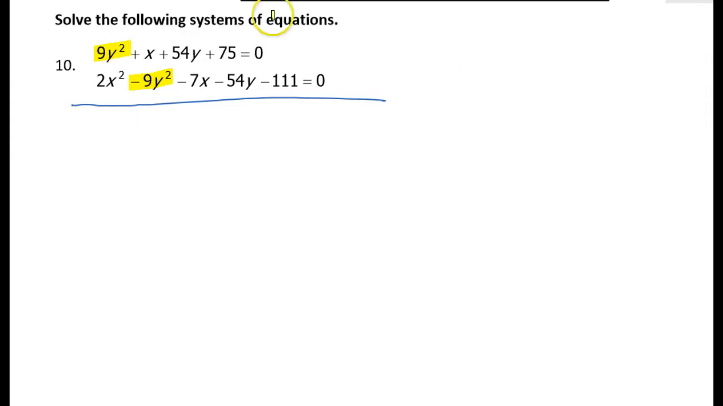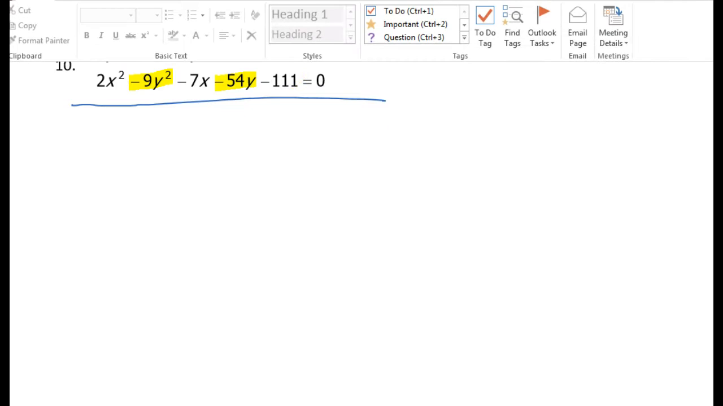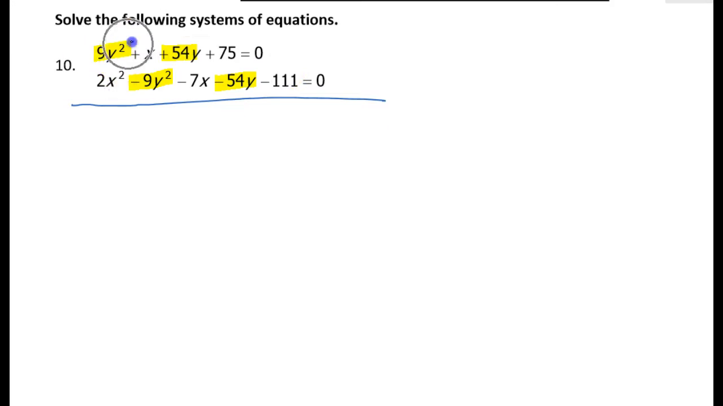Okay, so we can just go ahead and look at those y terms as well. Positive 54y, negative 54y. We already have opposites that cancel. So if we just combine like terms vertically between these two equations, these are going to cancel out. Sometimes we have to multiply by a -1 or something, but this was extra easy because they are already opposites.